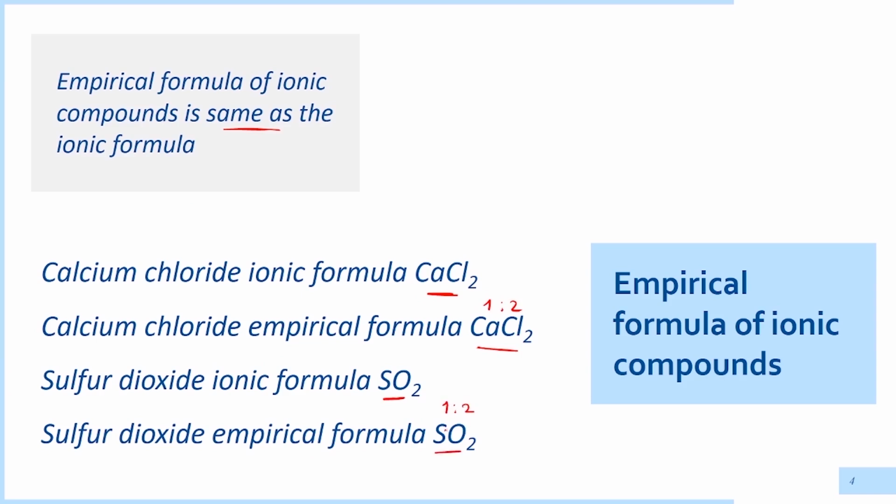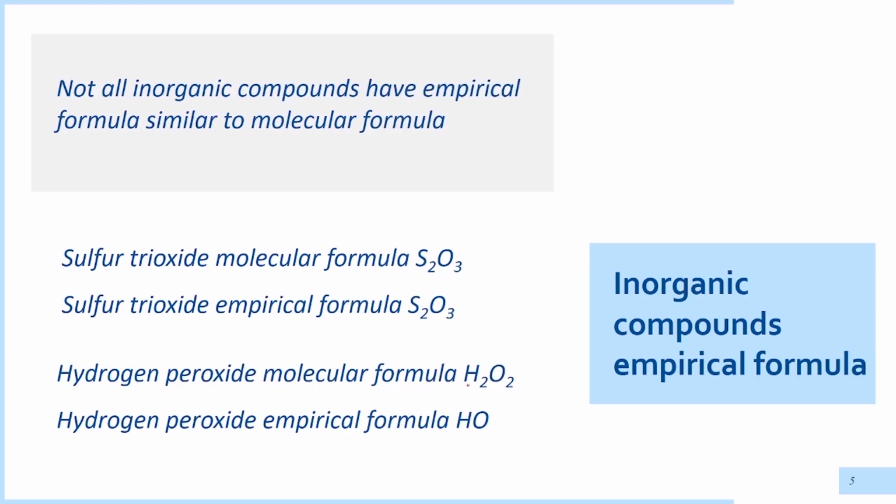Most inorganic compounds have empirical formulas similar to their molecular formulas. For example, sulfur trioxide S2O3 has the same empirical formula S2O3. But not all inorganic compounds have an empirical formula similar to their molecular formula. For example, hydrogen peroxide H2O2 has the empirical formula HO.